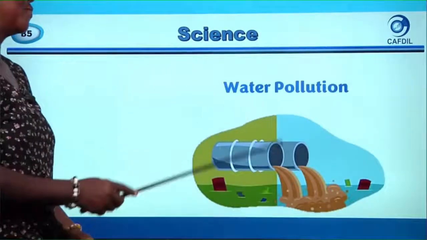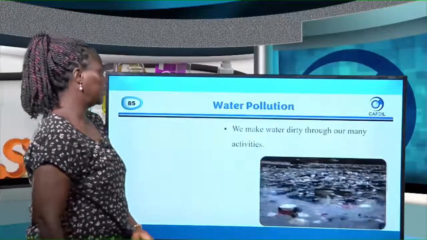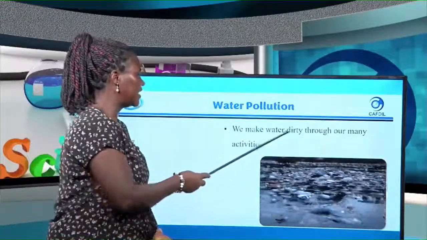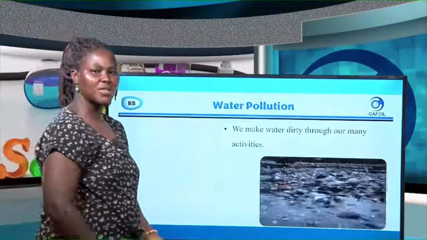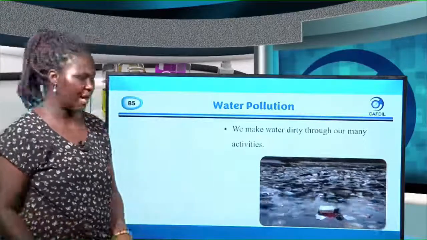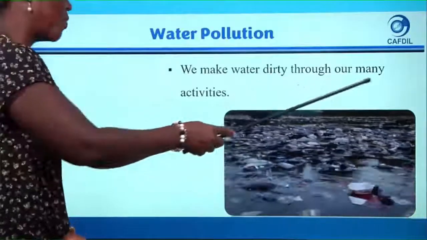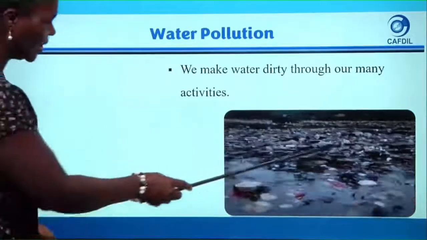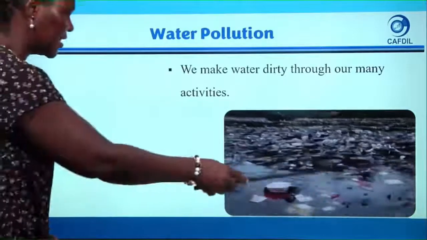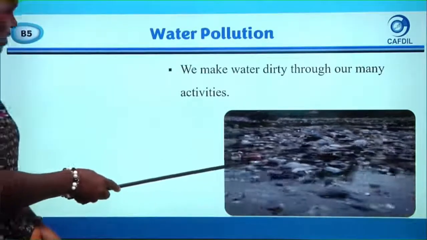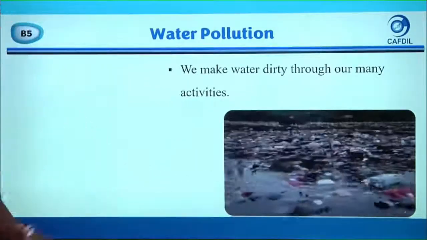Good. Now we are on water pollution. We are still on water pollution. Now we make water dirty through our many activities. So we are looking at human activities that make water unsafe for use. So let's look at this. These are human activities that have caused this. Now this was a clean water, and look at what has happened.